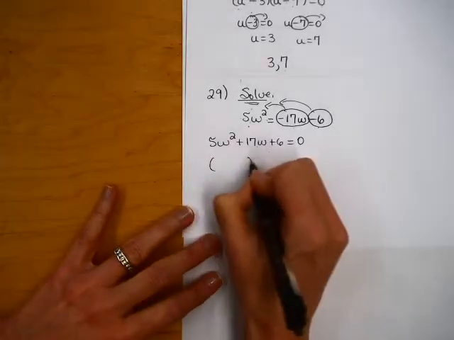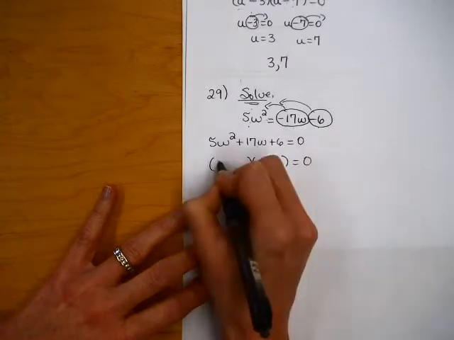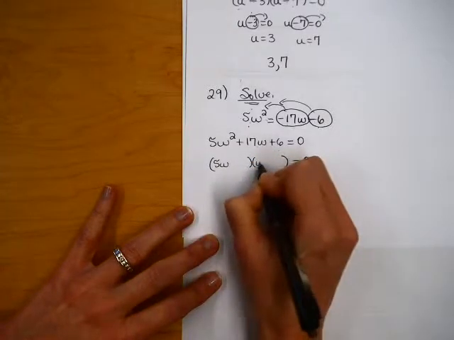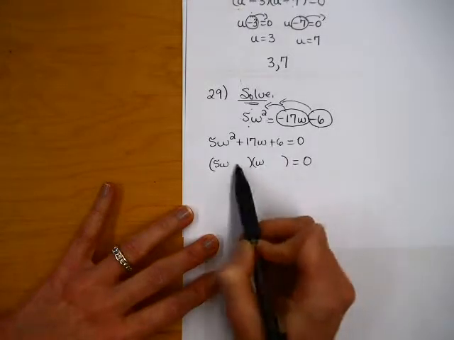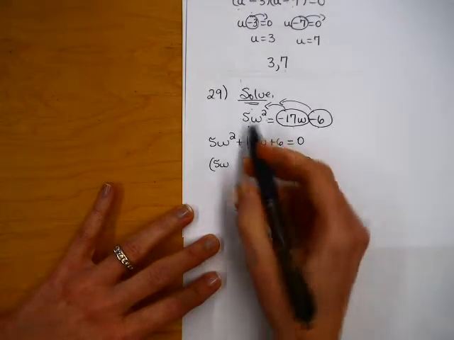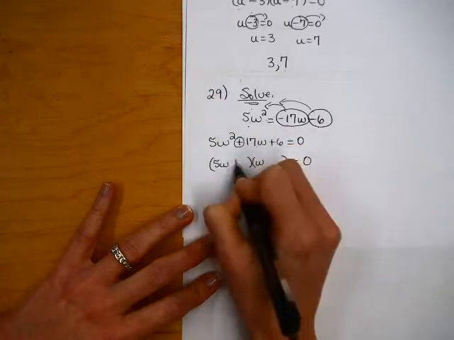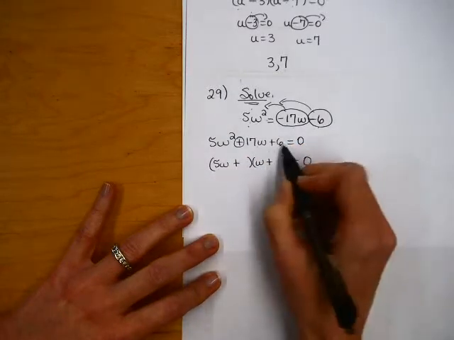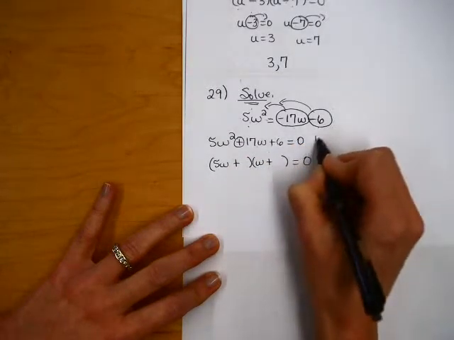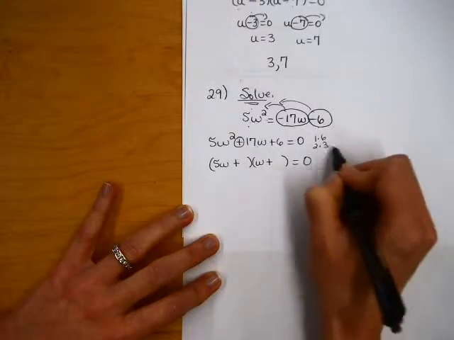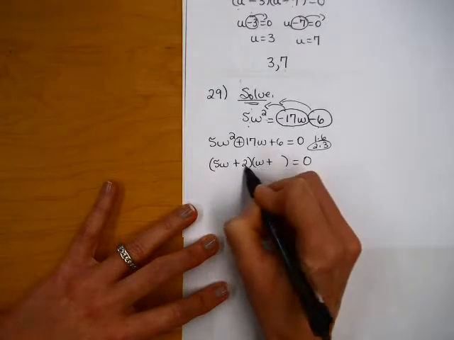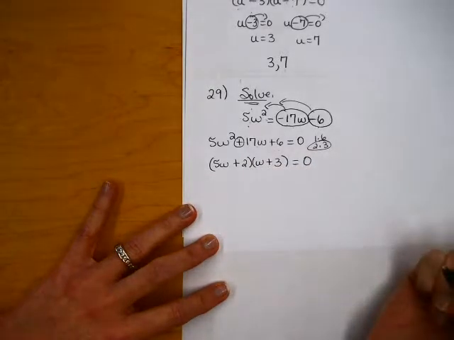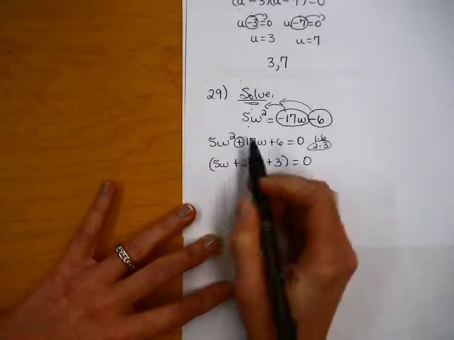Okay, so if I do guess and check, 5W squared would be 5W times W. Last term is positive, so that tells you my signs should be the same as whatever my middle term is, both positive. And I factor the 6 on the end: 1 times 6 or 2 times 3. I'm going to start with 2 times 3. And if I put the 2 here and the 3 here, then I believe I will have it.